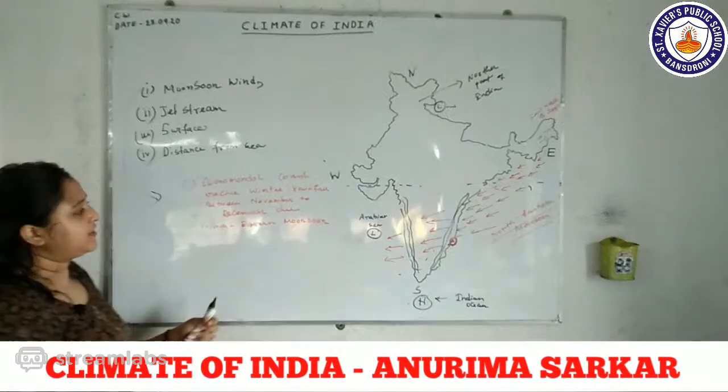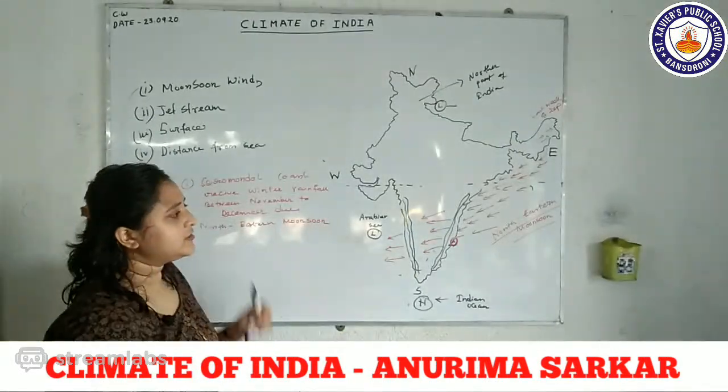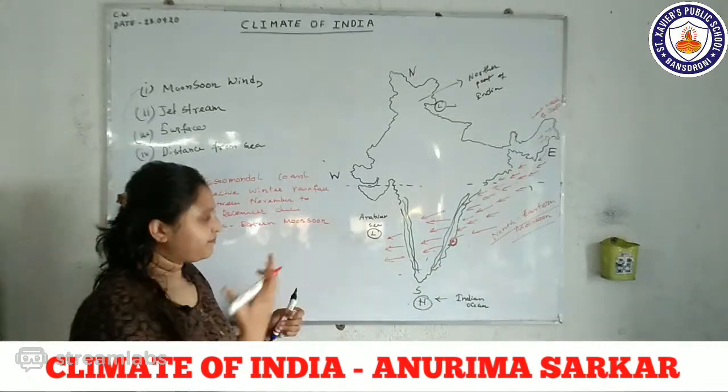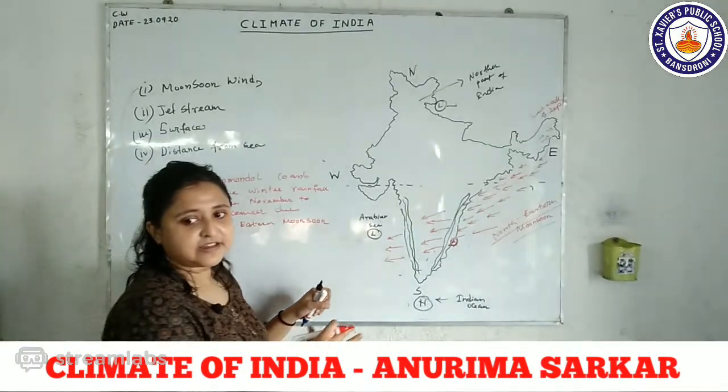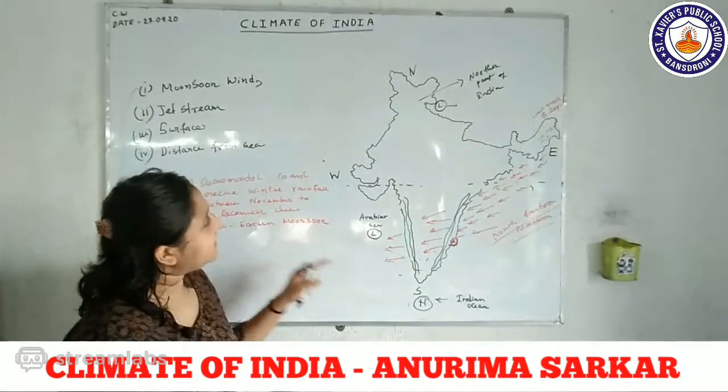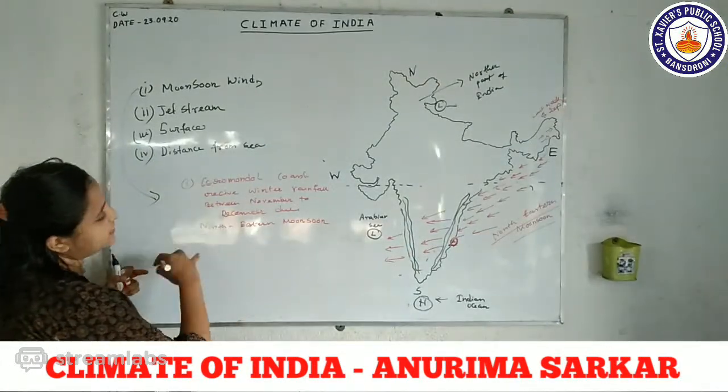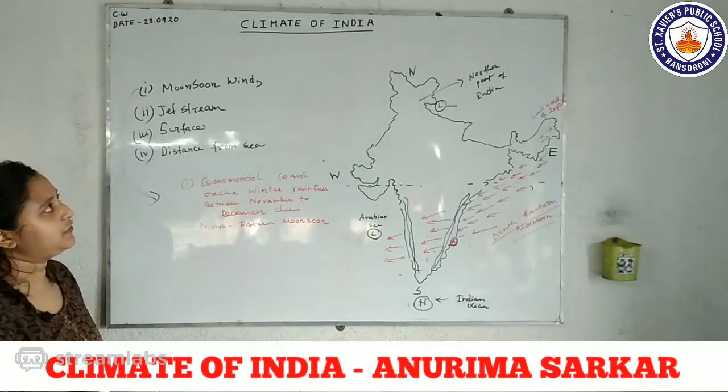Right. So after reaching the Coromandel coast, the monsoon winds become less powerful and it finishes. So this is the main concept of the southwestern and northeastern monsoon. I think it's clear to all of you.